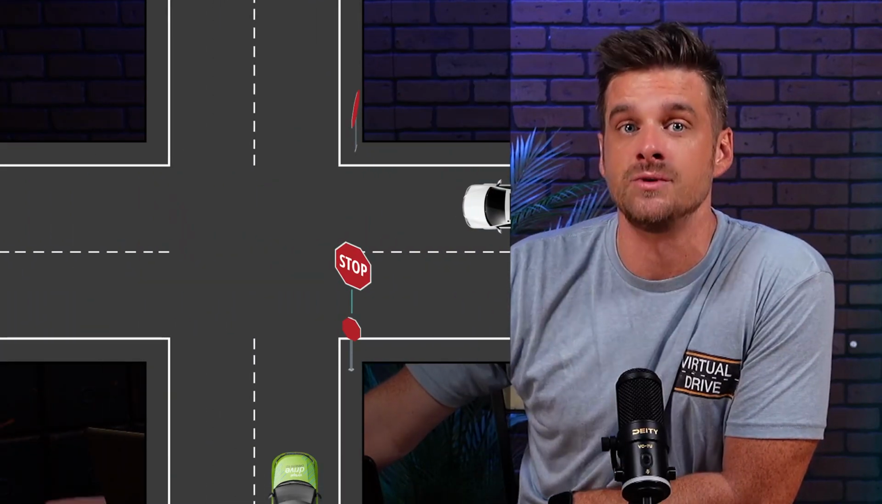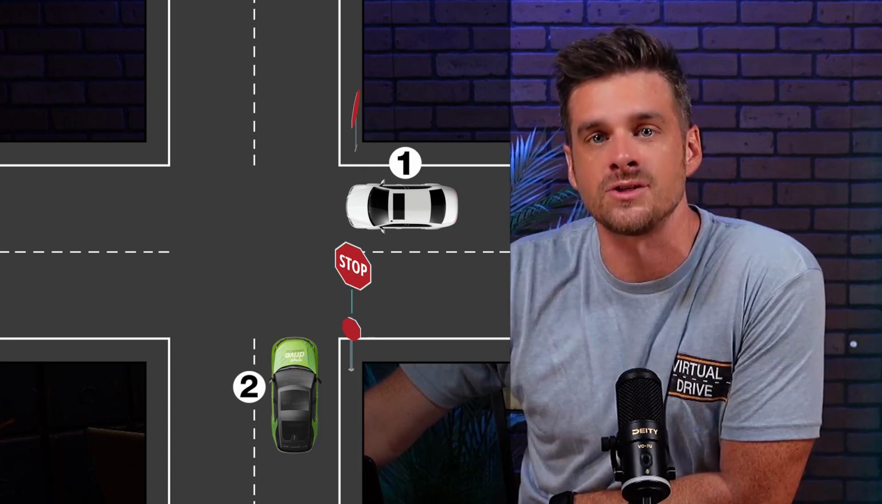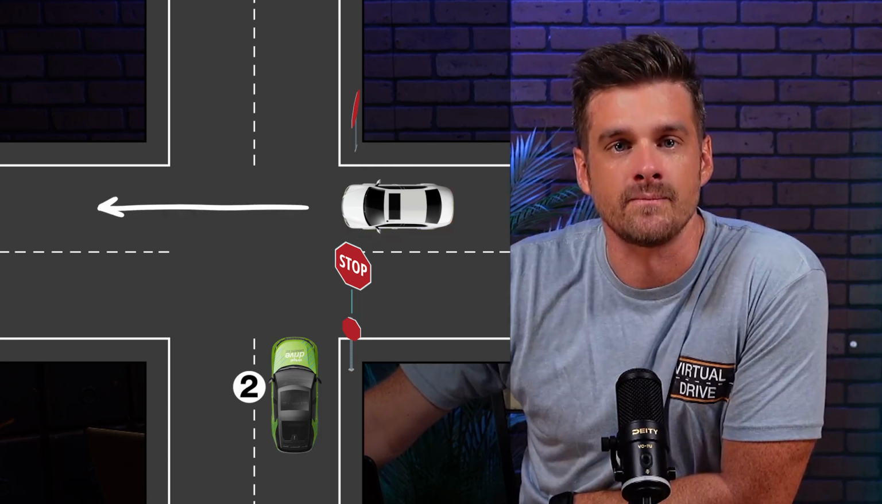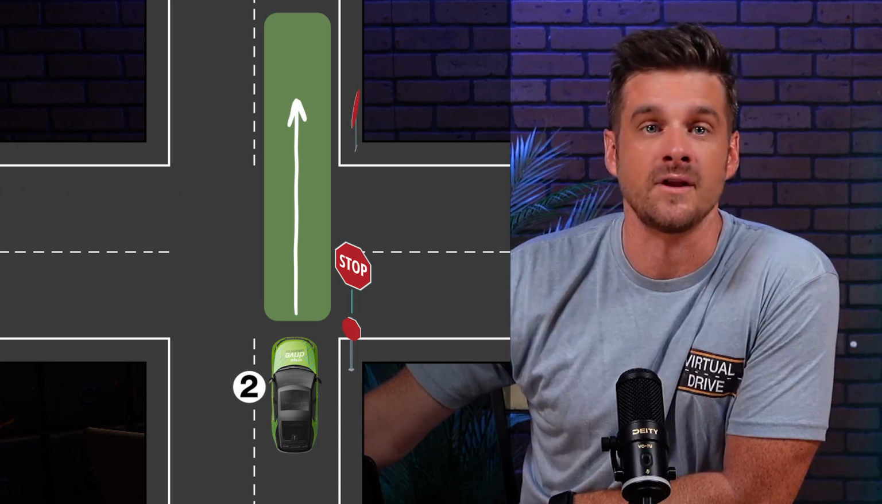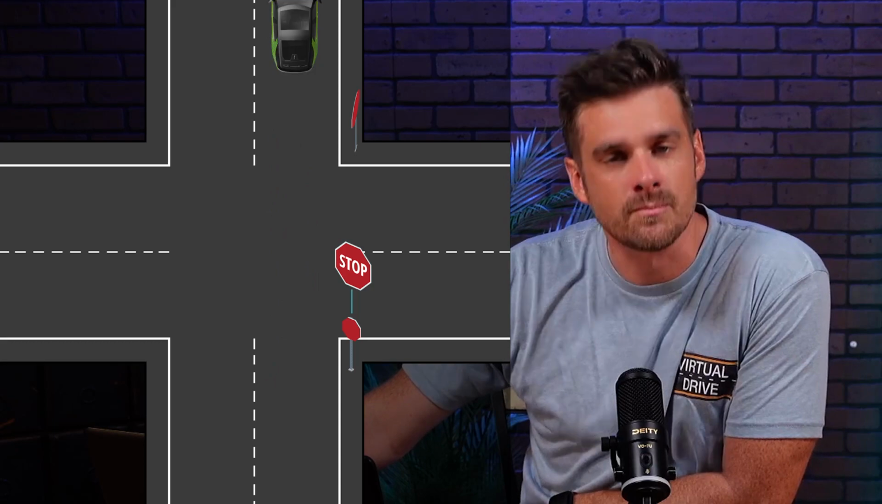Next, there are intersections that do not have signs and signals. And when approaching this type of intersection, the rule is that you yield the right-of-way to any vehicle that has entered or is approaching the intersection from your right. Now, if the road is clear or if any approaching cars are far enough away for you to make a safe crossing, then you can proceed ahead.